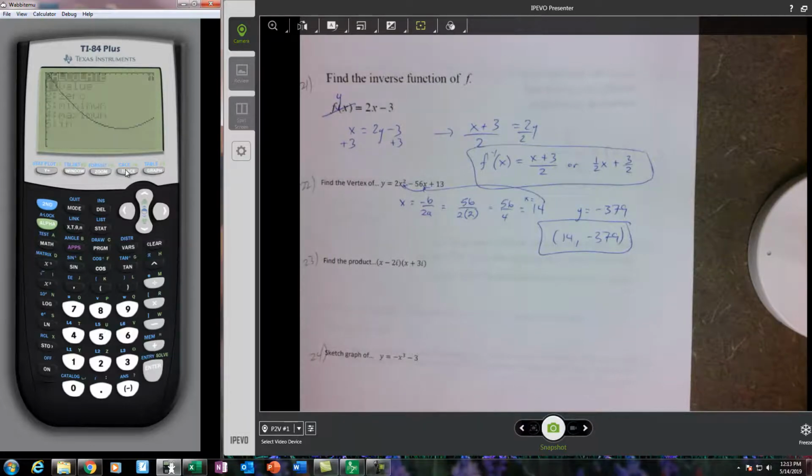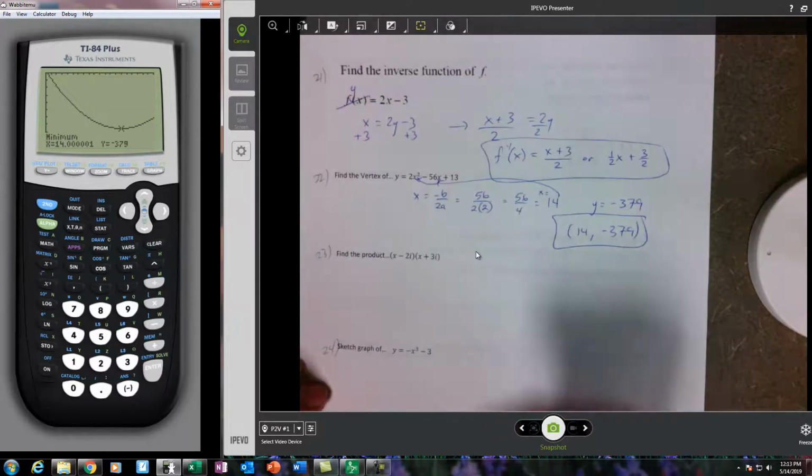So now I can do a second trace, which is a calculation. I want the minimum. To do this, you have to press enter on the left side of the minimum, and then you have to arrow over until you've crossed it and hit the right side of the minimum. And now when it searches, I get 14, negative 379. So that's a way we could use the calculator to do the same thing.